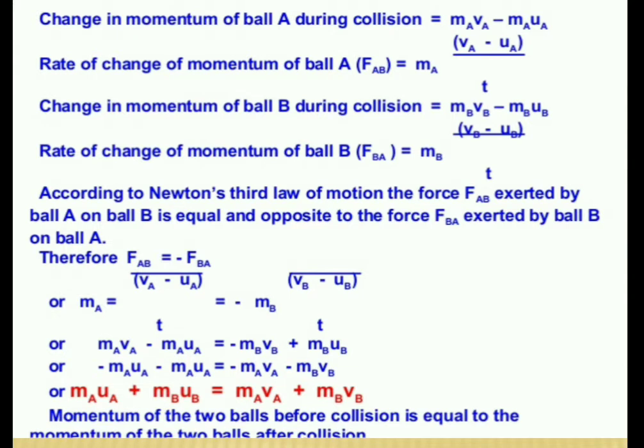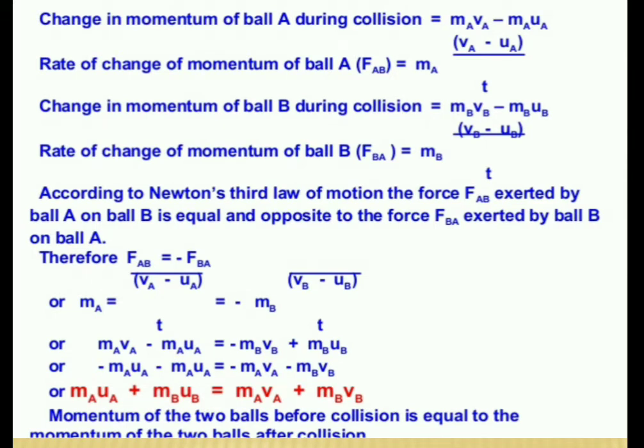Now ball B is there. Change in momentum of ball B during collision is equal to MB VB minus MB UB. Now the rate of change of momentum of ball B, FBA, is equal to the common factor MB in this equation, so you may write in the bracket VB minus UB divided by T. So we have studied that before collision and after collision.